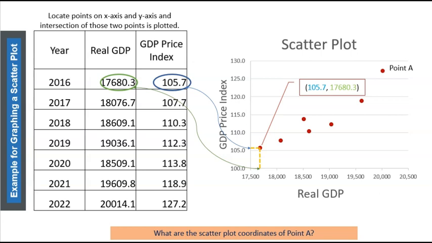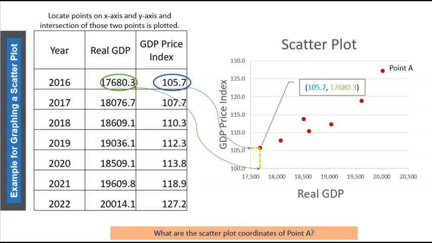Finally, let's consider two examples. The first is plotting a scatter diagram with real GDP and the GDP price index as shown in this table of data. Note that a scatter diagram with two variables will not use the year marker for the graphic, only the two variables of interest. Together these variables provide the XY coordinates for the graph.